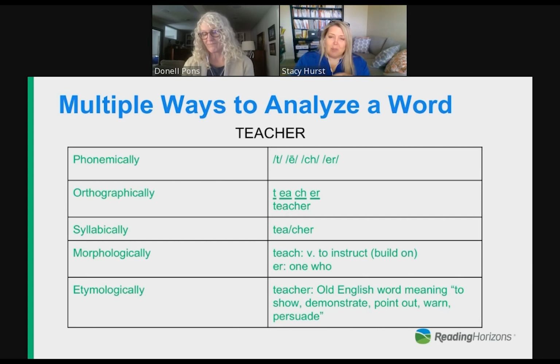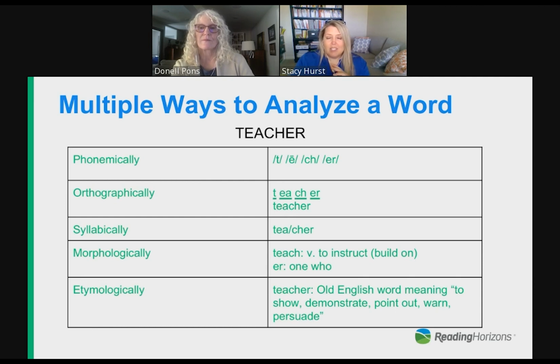Syllabically, we have the word teacher, 2 syllables. And we would do that, of course, through speaking and listening. Students can hear that. And then we have the morphological component of any word. So we have 2 morphemes in the word teacher. The word teach, which means to instruct or to build on, and then the morpheme which is one who, right? So one who instructs or builds on knowledge, we're assuming in this case.